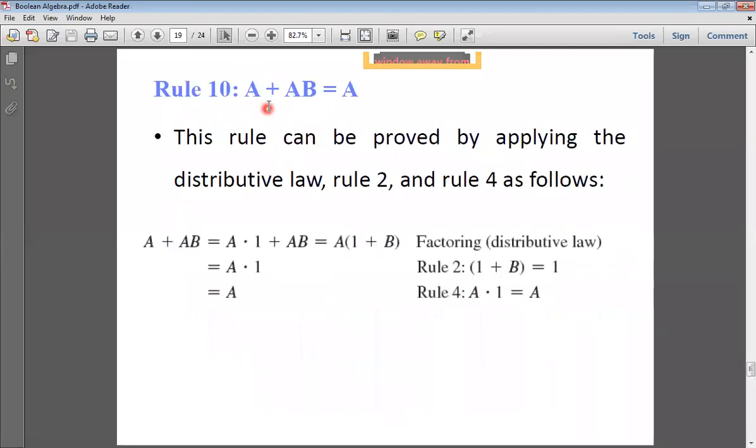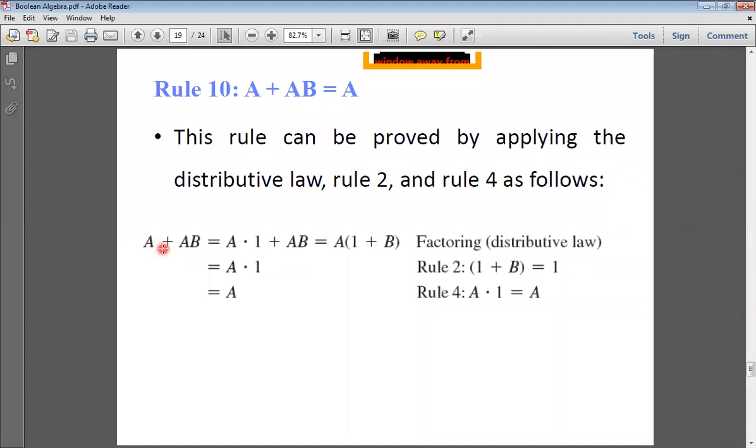Next, rule 10, A plus AB equal to A. Rule 10 says A plus AB is equal to A. And this rule can be proved by applying the distributive law, rule 2 and rule 4 as follows. We have taken a different approach here. We use normal rules of Boolean algebra to prove this. In the next slide, we have also proved it by using a truth table.